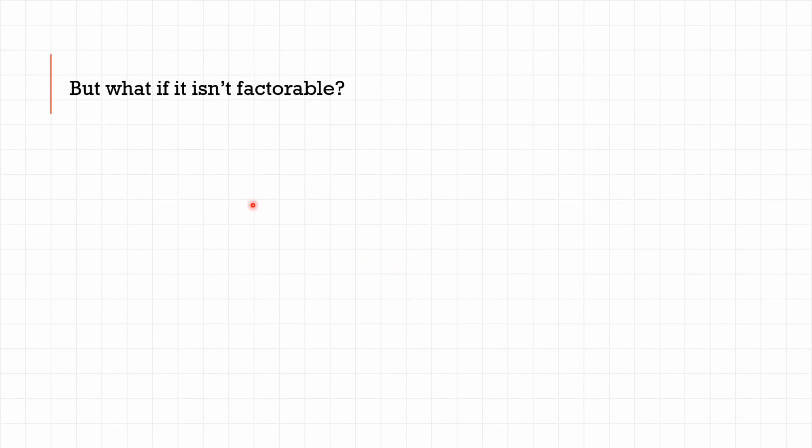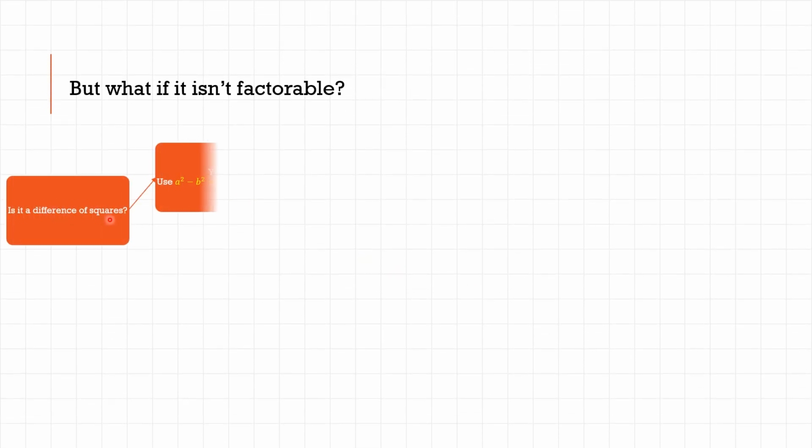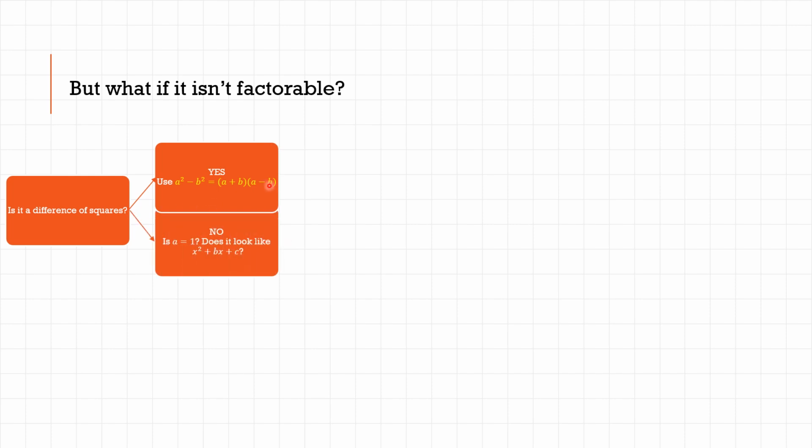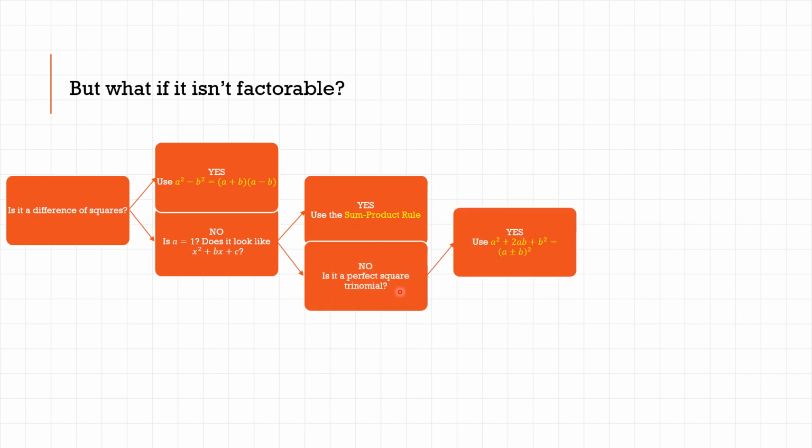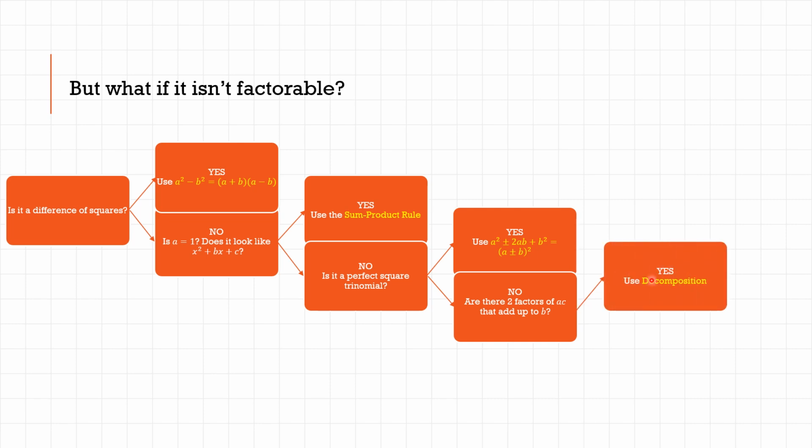So what does that mean? If you checked if it's a difference of squares and you said no, it's not, then we can't use this strategy. Then you check, like I mentioned, if a is equal to 1. If yes, then use the sum product rule. If not, we check if it's a perfect square trinomial. And if it's not, we check if there are two factors of a times c that add up to b. So this is the check to see if decomposition would work. But if that's not true, we have to turn to the quadratic formula to solve that equation. We can't solve it by factoring.